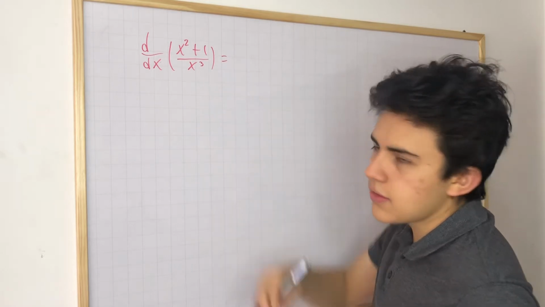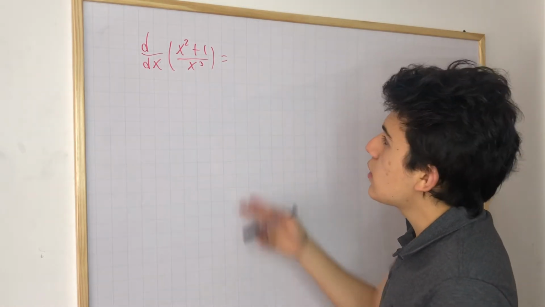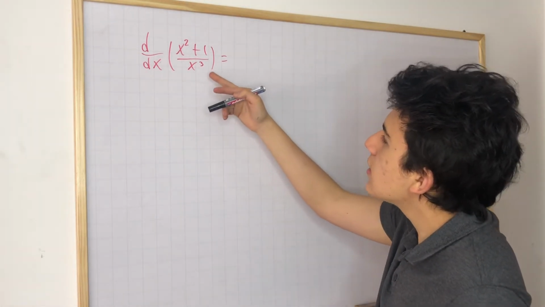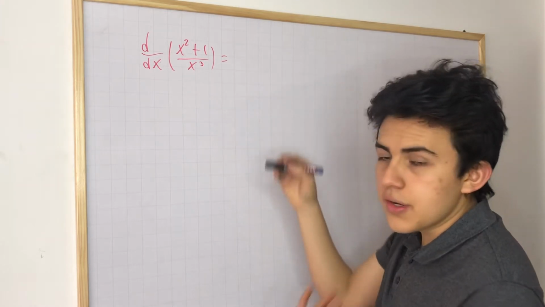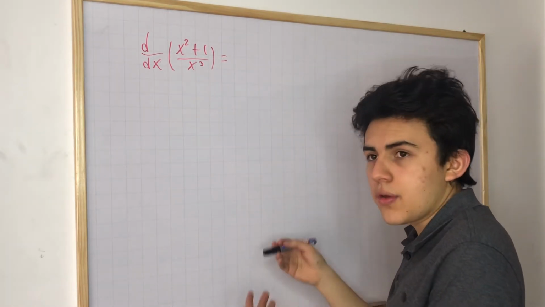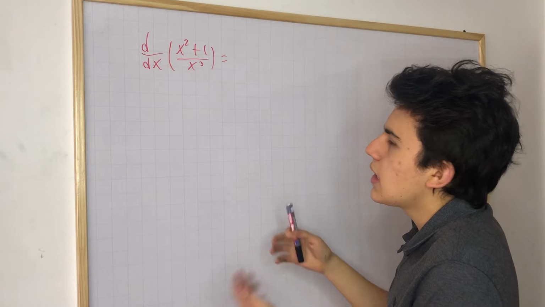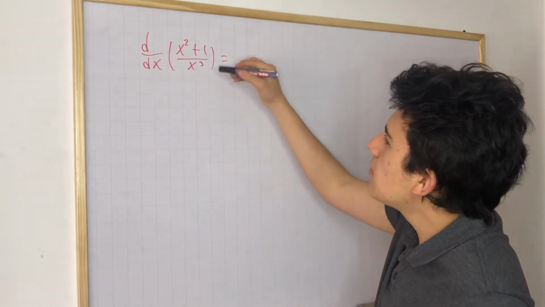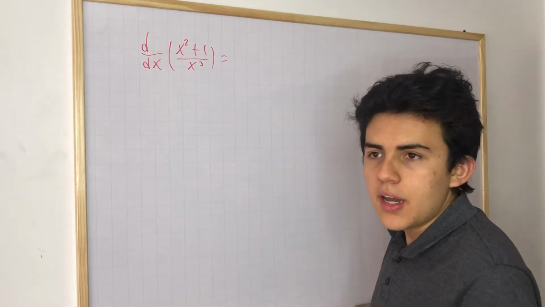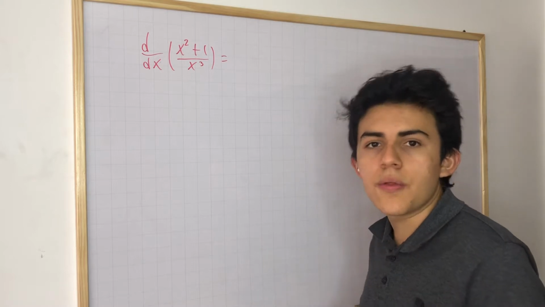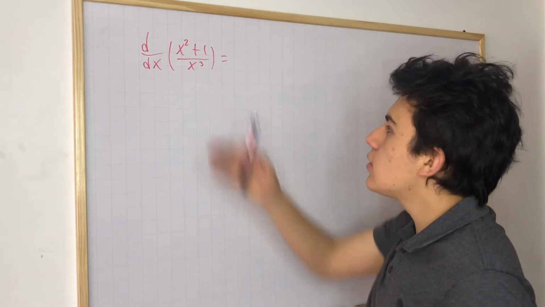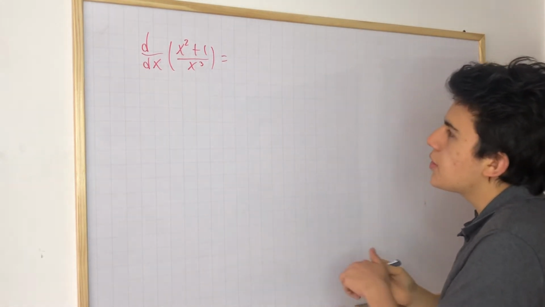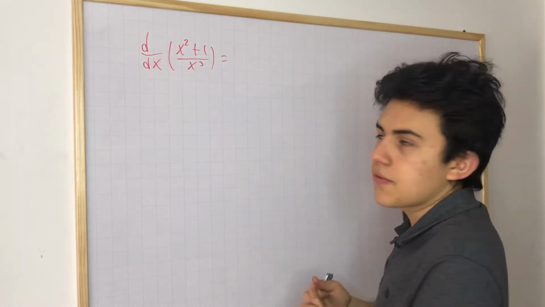Now, how do you find this derivative? Now you might be clever and you might think, well, I can just say that this is simply x to the negative 3 exponent, or x to the negative cube, and then multiply by x squared plus 1, and then you can use the product rule if you know it. But you could also use the quotient rule. So let me show you. The quotient rule goes as follows.